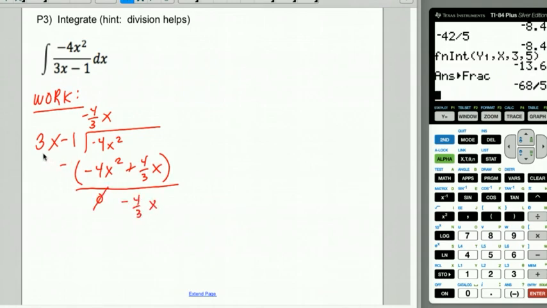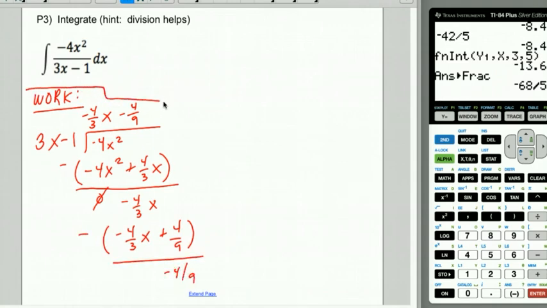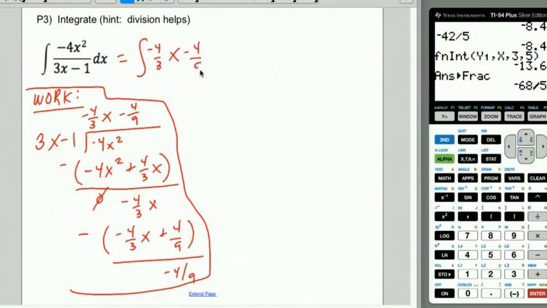Well, to make a 3x look like a negative 4/3 x, I'm going to have to multiply by a negative 4/9, right? So I'm going to get negative 4/3 x plus 4/9, and then I'm going to subtract straight down, and that'll end up being a remainder of negative 4/9. So all of that work is to be able to rewrite this as the integral of negative 4/3 x minus 4/9 plus a negative 4/9 over this 3x minus 1.